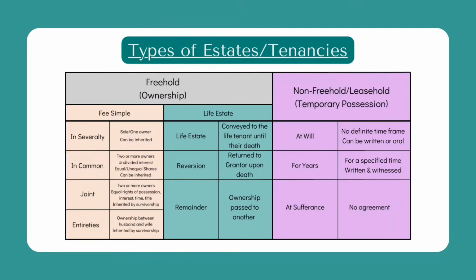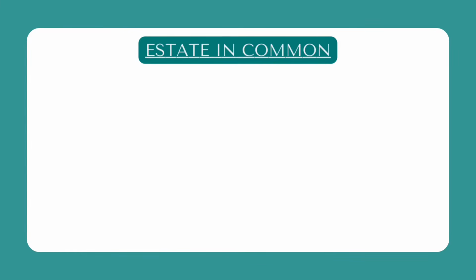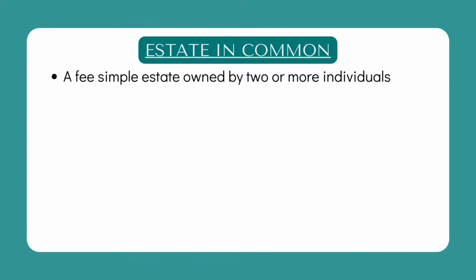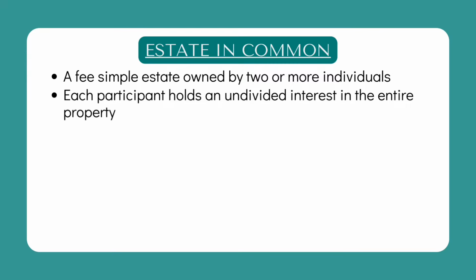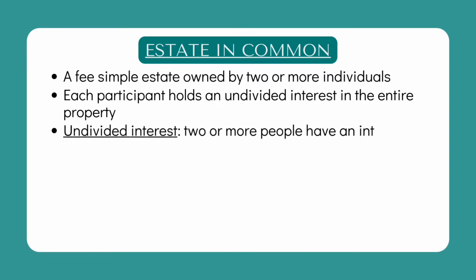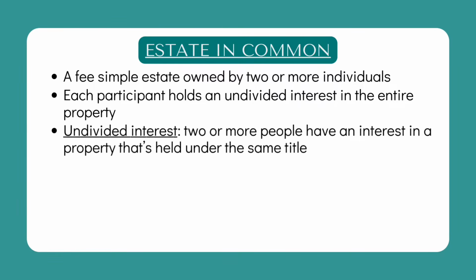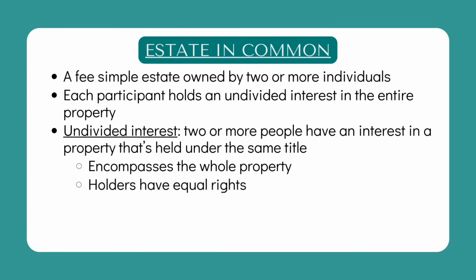First up on the list, we've got tenancy in common, which is also known as estate in common. This represents a fee estate held by two or more individuals where each participant holds an undivided interest in the entire property. An undivided interest just means that two or more people have an interest in a property that's held under the same title. The undivided interest encompasses the whole property, and its holders have equal rights to the entire property. Therefore, the undivided interest is not separated into parts or shares.